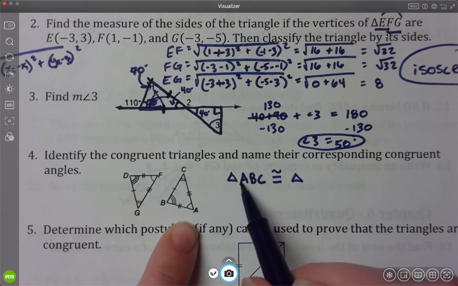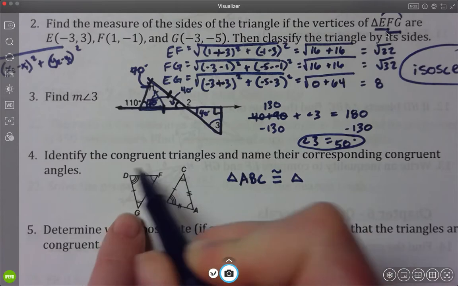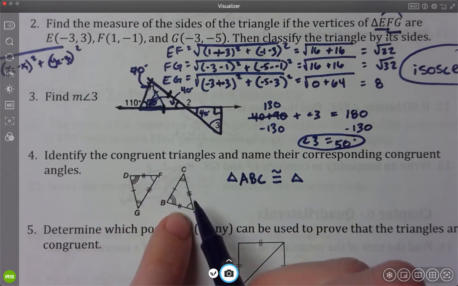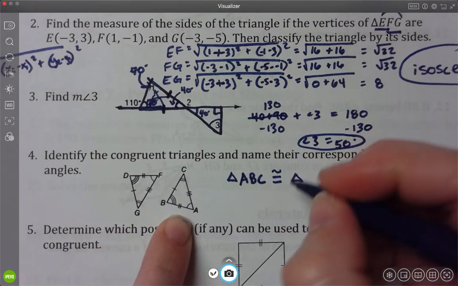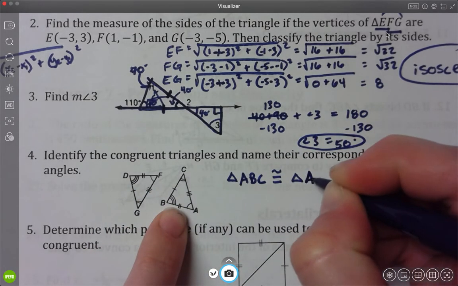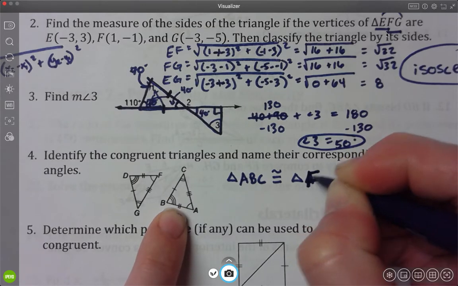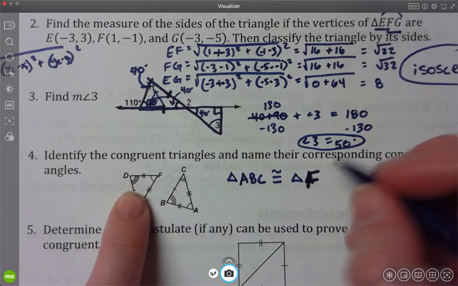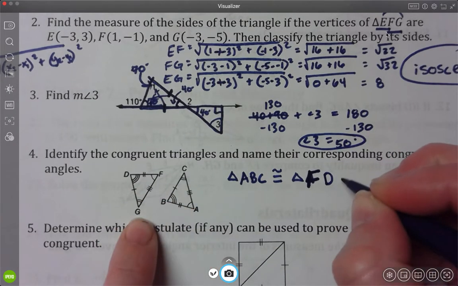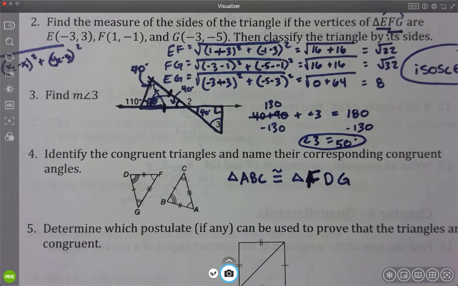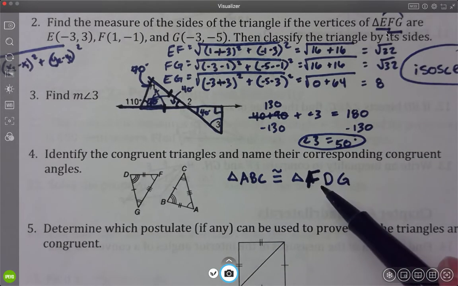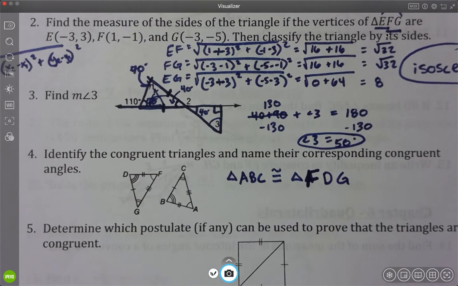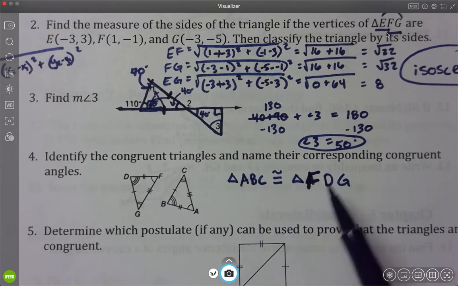What I mean by that is if we list A first here, over here, we know that A goes with F because they have the same one little dash marking. So A goes with F. So I'm going to put F in this spot. B, in this case, would go with D. And C will go with G. So if I write them in that order, it would have to go ABC is congruent to FDG. I could have gone GDF is congruent to CBA. It doesn't really matter, just as long as they're corresponding to each one.